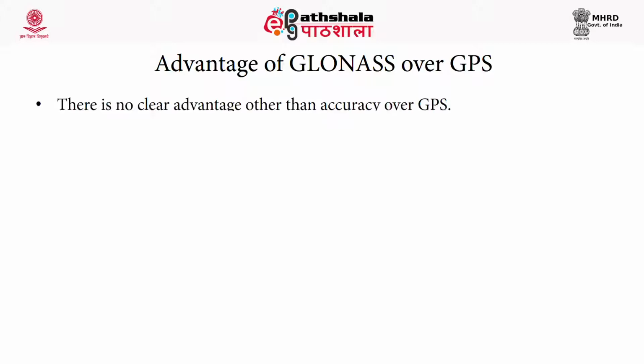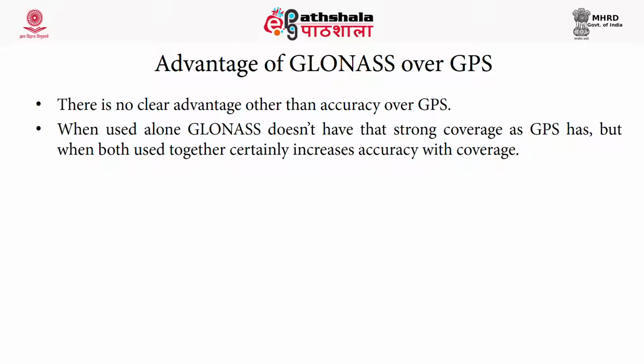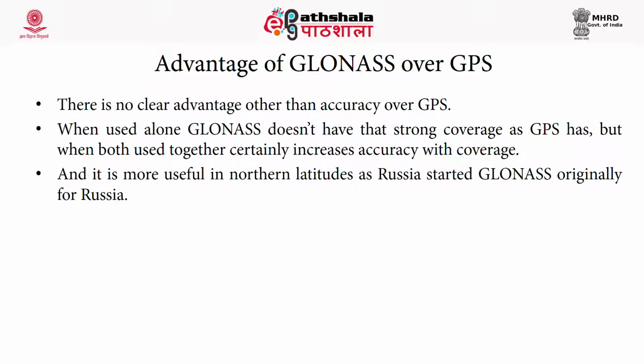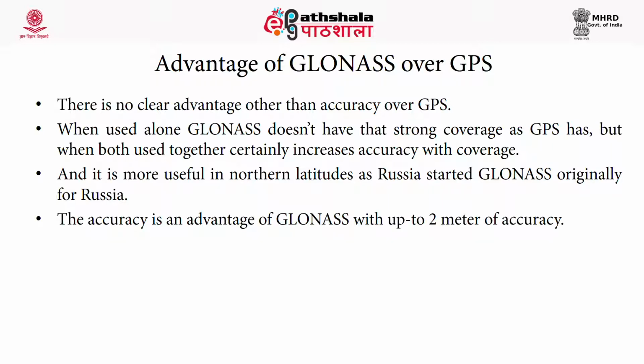So, coming to the advantages of GLONASS over GPS, as such, there is no clear advantage of GLONASS over GPS other than accuracy. When used alone, it does not have as strong coverage as GPS has, but when both these systems are used together, they increase the accuracy along with the coverage. Also, it is very useful in northern latitudes, as Russia started GLONASS specifically for the Russian region. The accuracy of GLONASS can be achieved up to 2 meters as well.